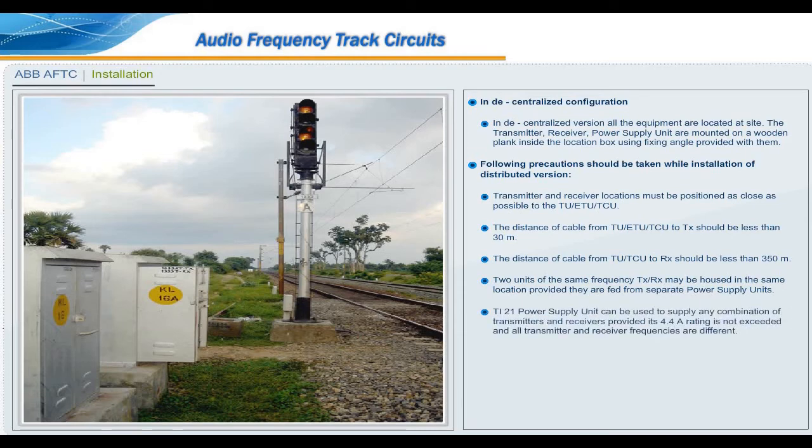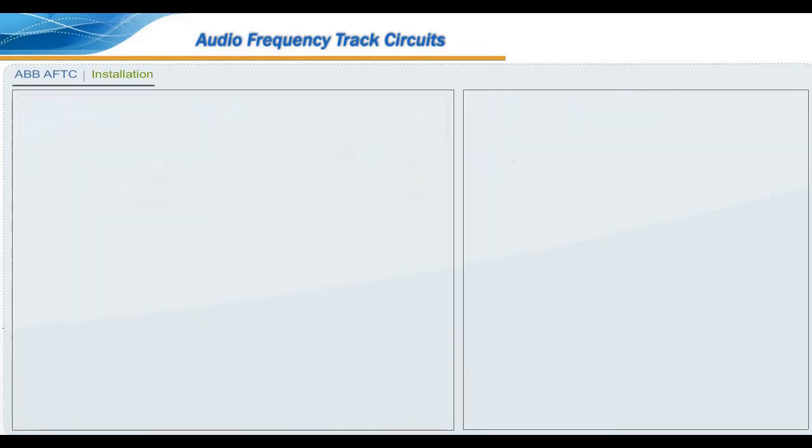The TI-21 power supply unit can be used to supply any combination of transmitters and receivers, provided its 4.4 ampere rating is not exceeded and all transmitter and receiver frequencies are different.